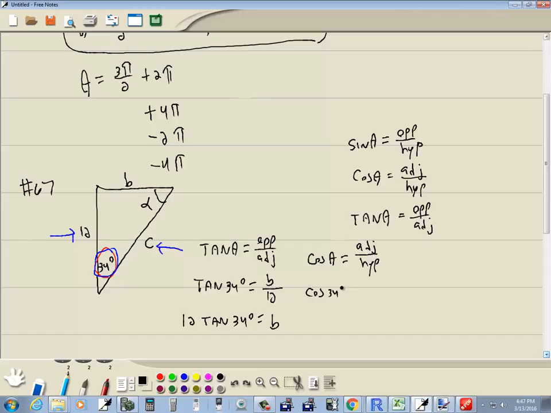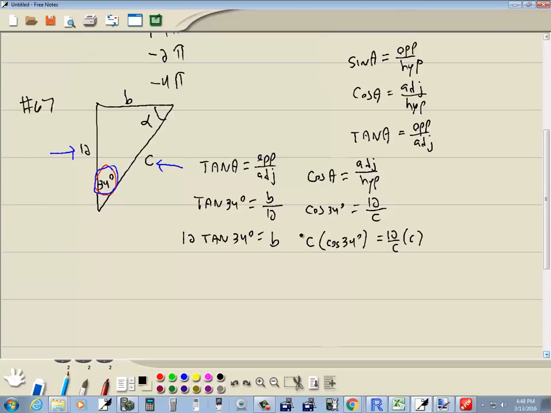So we'll have cosine 34 degrees is equal to adjacent, which is 12, over my hypotenuse, which is C. Now multiply both sides by C, and I get C times cosine of 34 degrees is equal to 12 over C times C, which gives us C times cosine 34 degrees is equal to, those C's cancel, and I got 12. So C is going to equal 12 divided by cosine of 34 degrees, whatever that gives you when you plug in your calculator.